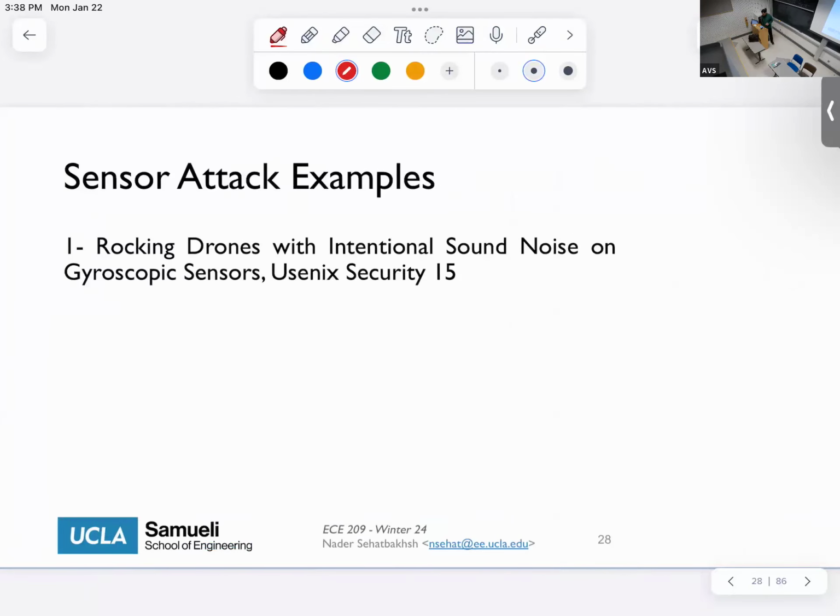All right, so let me give you some examples to give you some vision of how these attacks work. Next week, in the presentations, you will see some more. On the sensor side, it's all really about implementation. The first one is an interesting paper called Rocking Drones with Intentional Sound Noise on Gyroscope Sensors. The idea of this paper is that we have drones, and giant speakers send sounds to the drone. They found that there are specific circumstances that will cause the drone to malfunction and eventually crash.